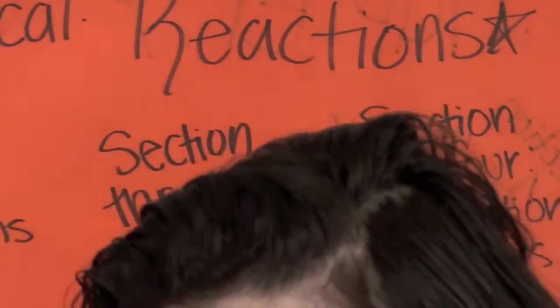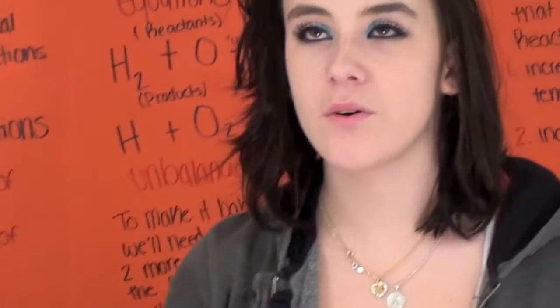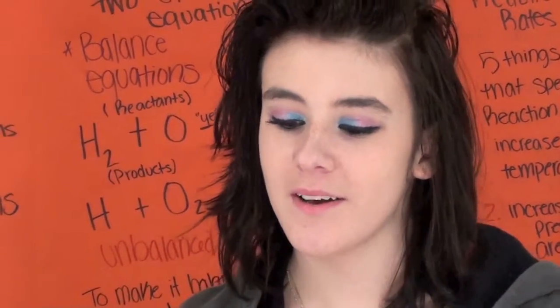Okay, section 1, the nature of chemical reactions: signs are formation of a gas, formation of a solid, and release of energy. In section 2, we did chemical equations, and the rundown of chemical equations was how to balance them.